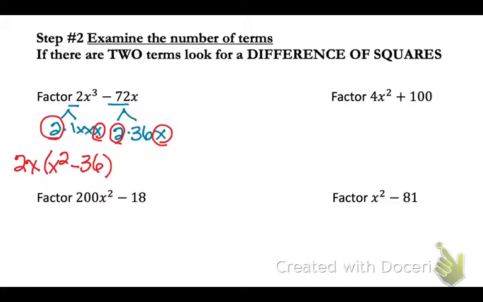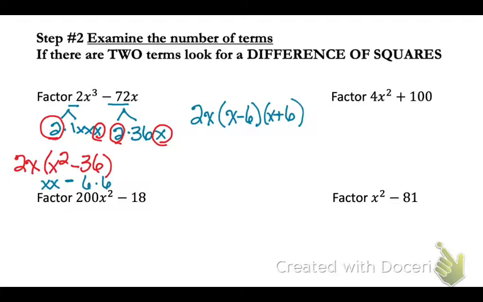So step 2 says examine the number of terms. If there are 2 terms, look for difference of squares. Well, I do have 2 terms here. I've got x squared minus 36. I know that x squared is a perfect square, I know this is subtraction, and I know 36 is a perfect square. So I'm going to keep my greatest common factor, 2x, and then I'm going to factor the binomial into x minus 6, x plus 6.